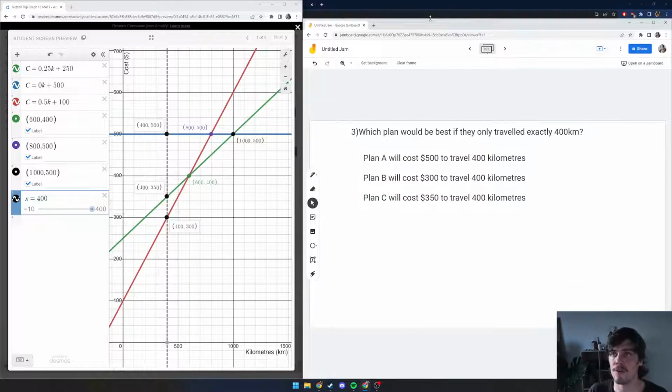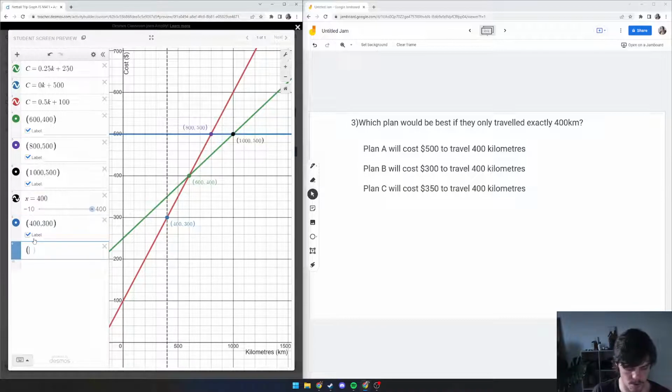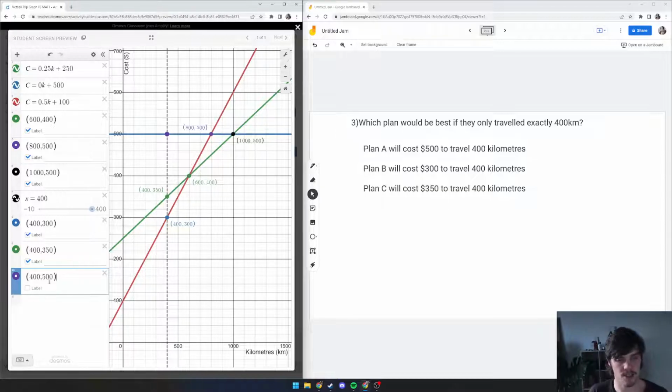If you do that, what you should also do, after you've seen them, is add the points in. 400, 300, and then put a label on that. This next one was 400, 350, so open a bracket, 400, 350, and then label that. Then finally 400, 500, and I can chuck a label on that as well. See how all of my intersection points are nicely labeled now.